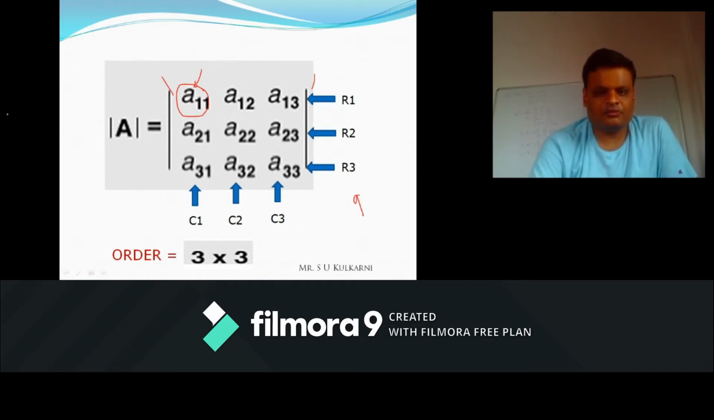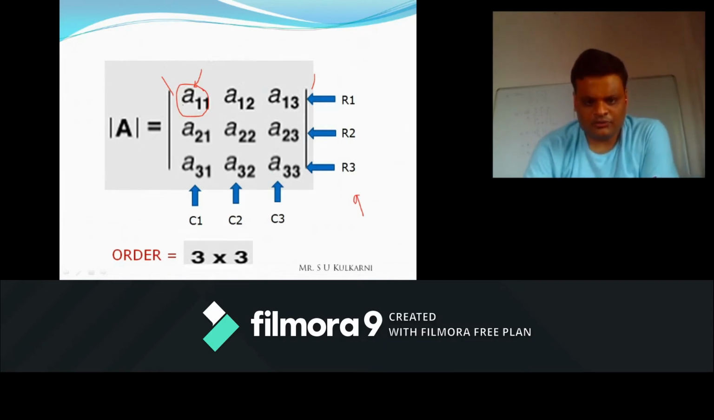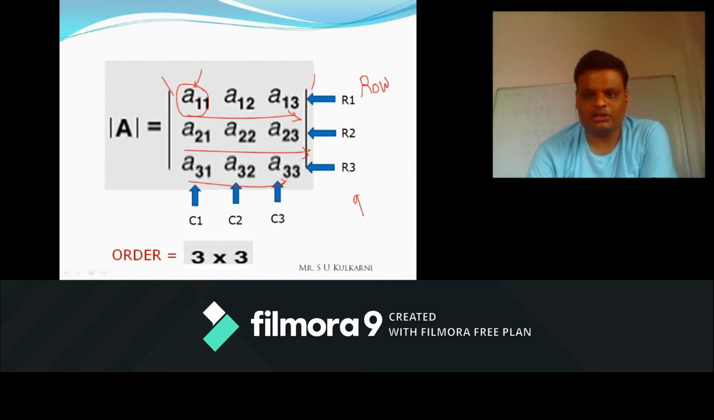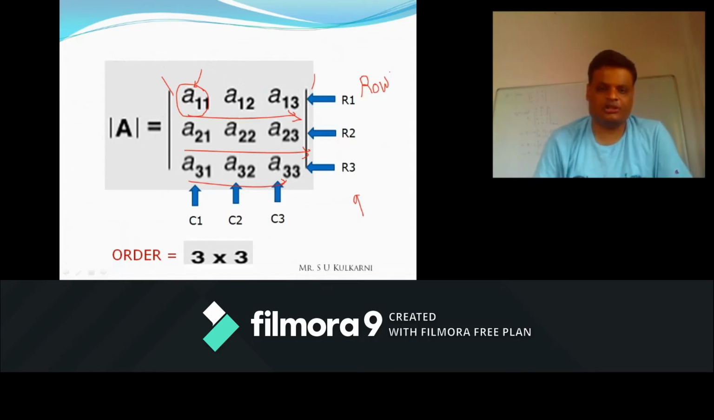Now what do these 11, 12, 13 indicate? I'll just tell you in simple words. If you see the elements here, you see three horizontal lines. This one is the first one, this one is the second one, and this one is the third one. These horizontal lines we call in a determinant a row. What is called a row? Row means the horizontal lines.